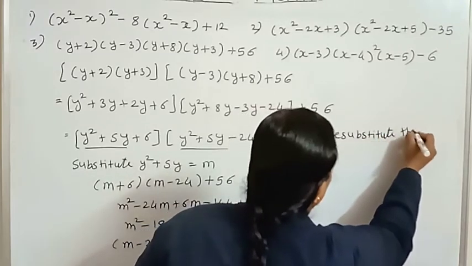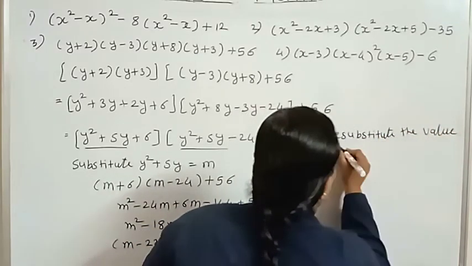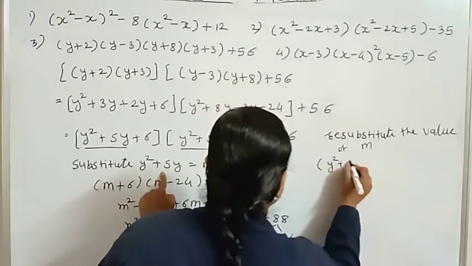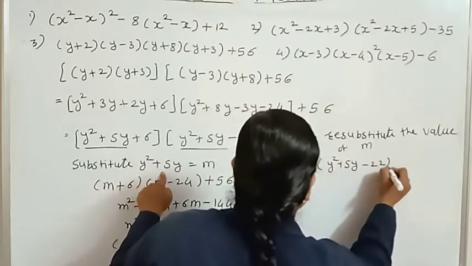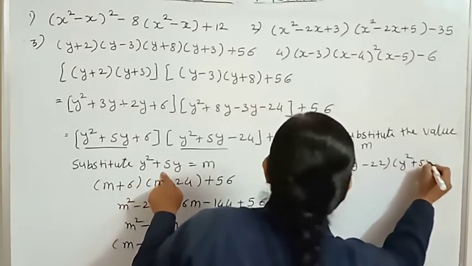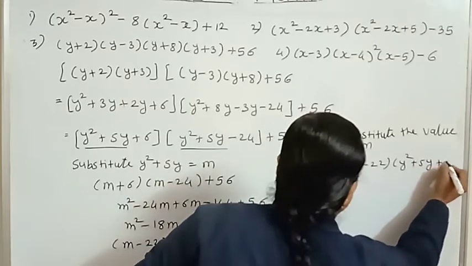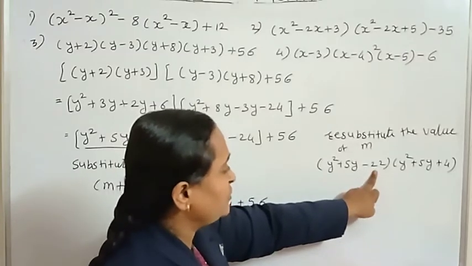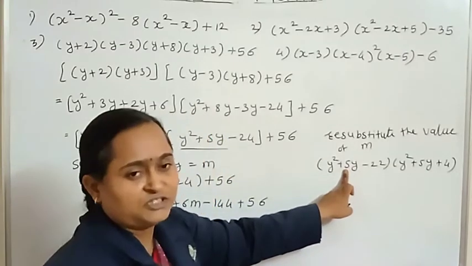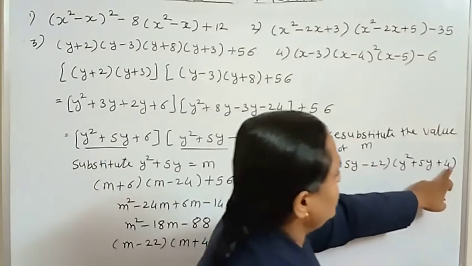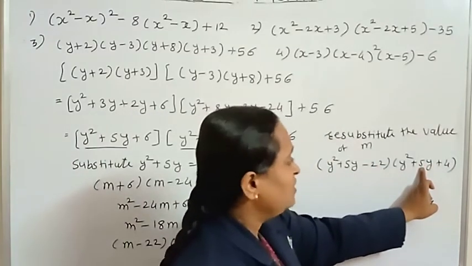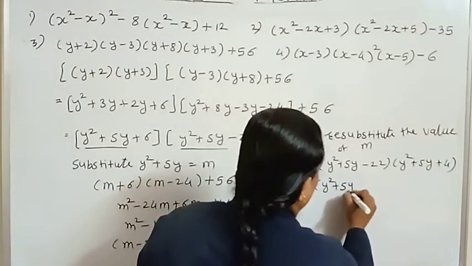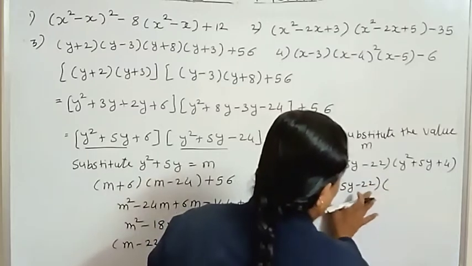Resubstitute the value of m. Now m value is y square plus 5y, so y square plus 5y minus 22, y square plus 5y plus 4. Now see again you have to find factors. For multiplication 22 and difference 5, you will not get these two numbers. Now here multiplication 4 and addition 5, the numbers you will get are 4 and 1, which means the first bracket stays as it is. You will not find these factors here because it is not possible.